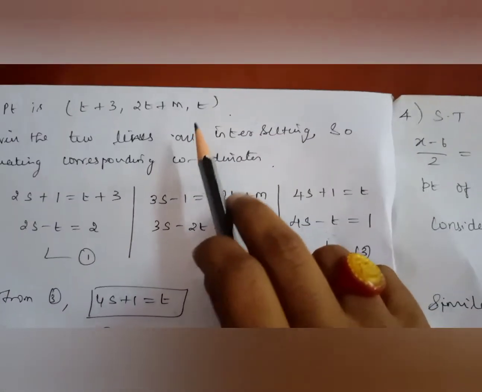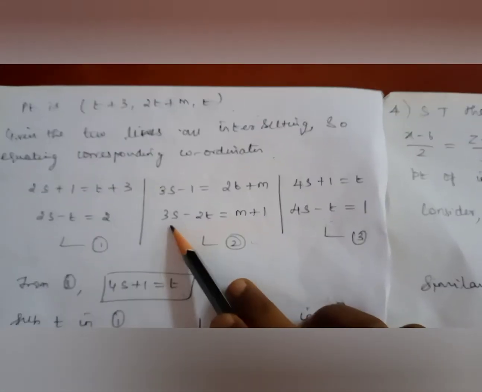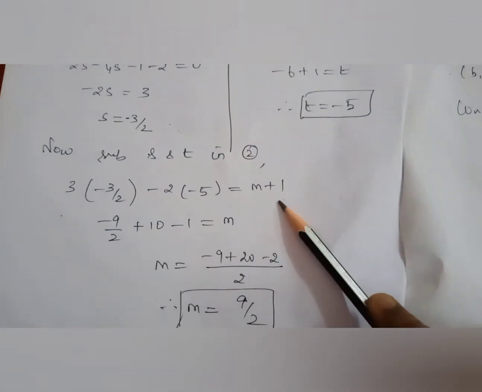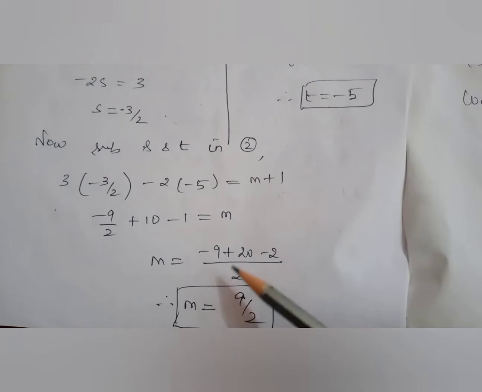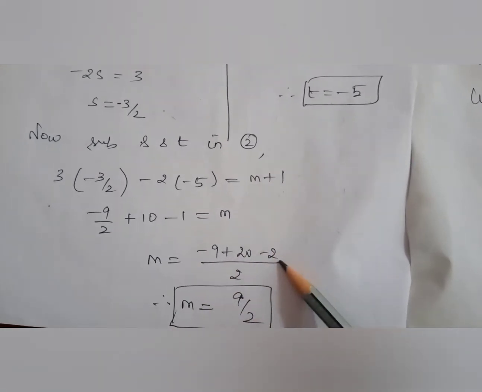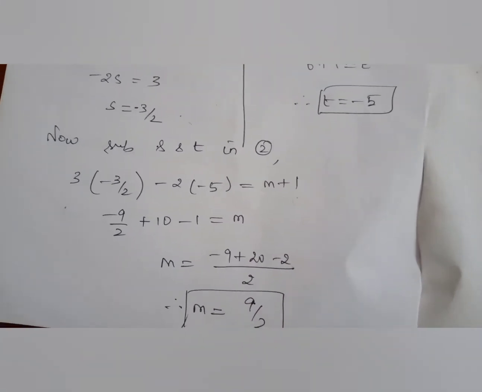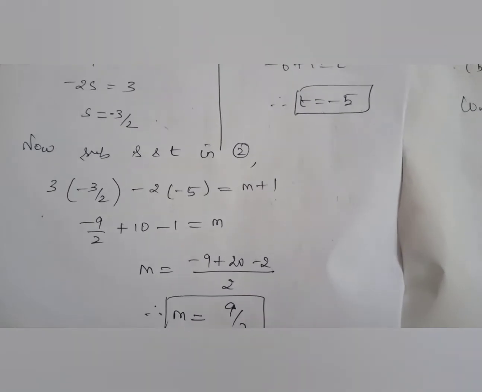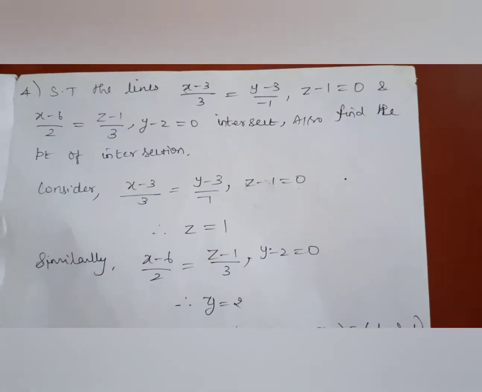So I am substituting the same where I am having the m. See, 2t plus m, here I have derived the equation to be 3s minus 2t equal to m plus 1. So I will substitute there and I am getting the value of m to be minus 9 plus 20. I am taking the LCM and I have got the value of m to be 9 by 2. Okay.